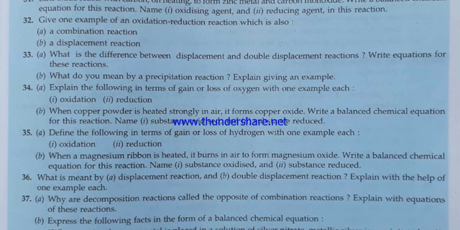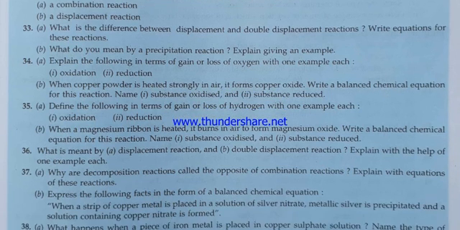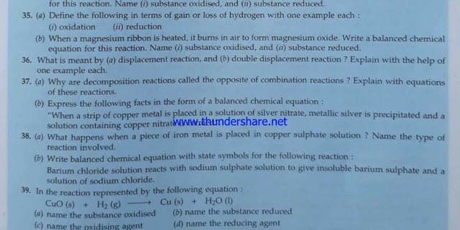What is meant by displacement and double displacement? Easy, you can also write. What are decomposition and the opposite of combination reactions? Again, decomposition reaction. Explain the following facts in the form of balanced equation. When a strip of copper metal is placed in silver nitrate, the reaction becomes copper plus AgNO3 will form Cu(NO3)2 plus Ag.